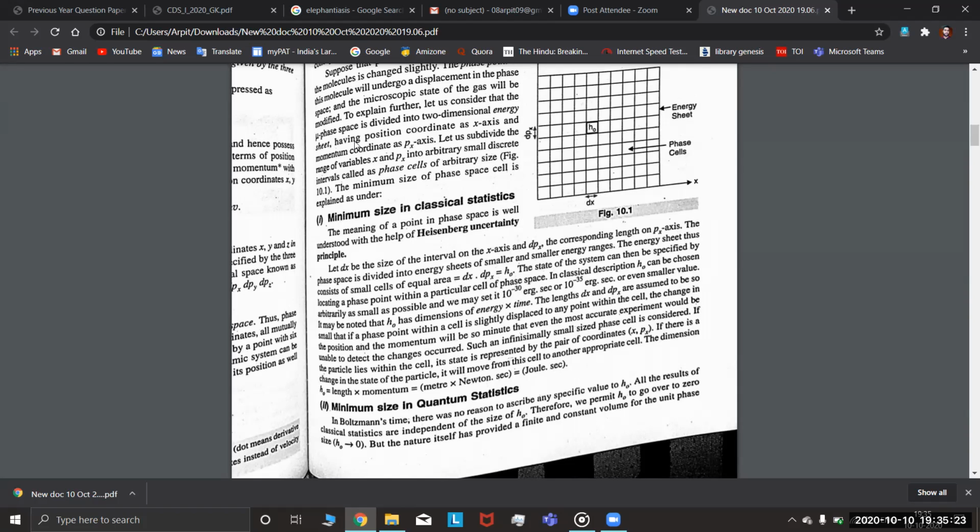Now, I would like to analyze this concept of phase space a little bit more. If you want to describe the state of a system at a certain time, what are you going to do on this phase space picture?